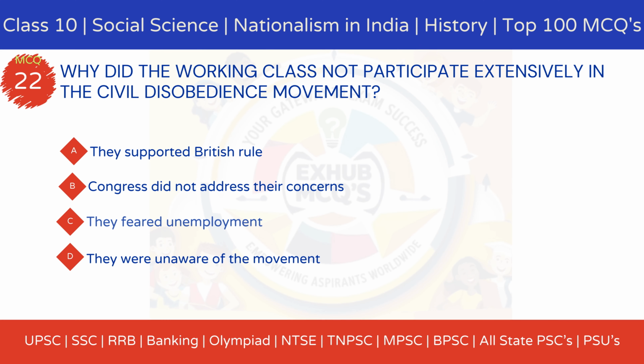MCQ 22. Why did the working class not participate extensively in the civil disobedience movement? Option A, they supported British rule. Option B, Congress did not address their concerns. Option C, they feared unemployment. Option D, they were unaware of the movement.